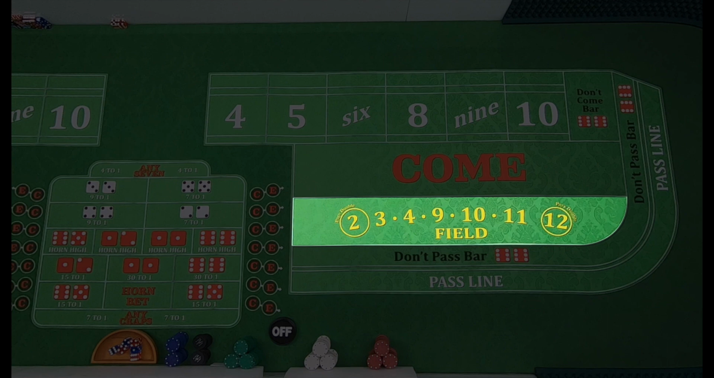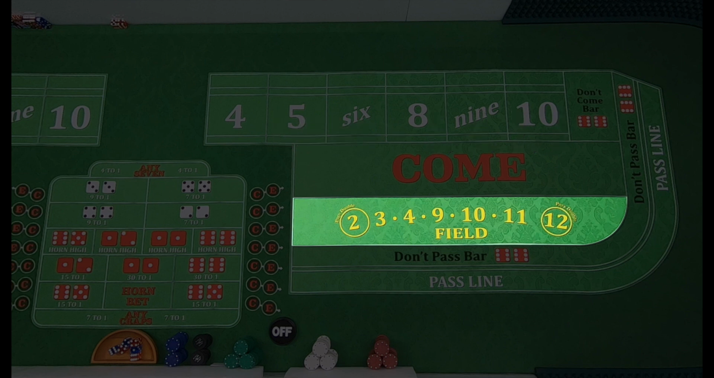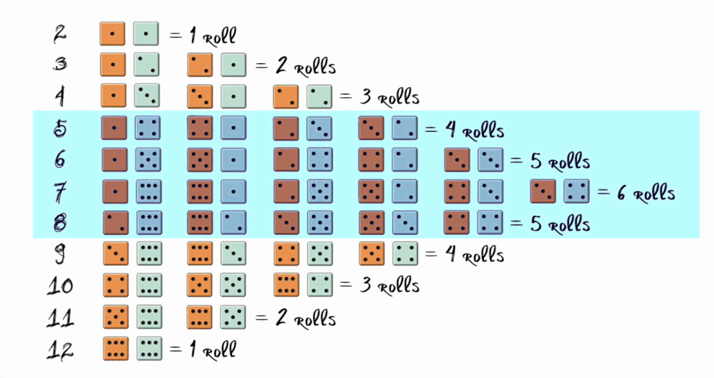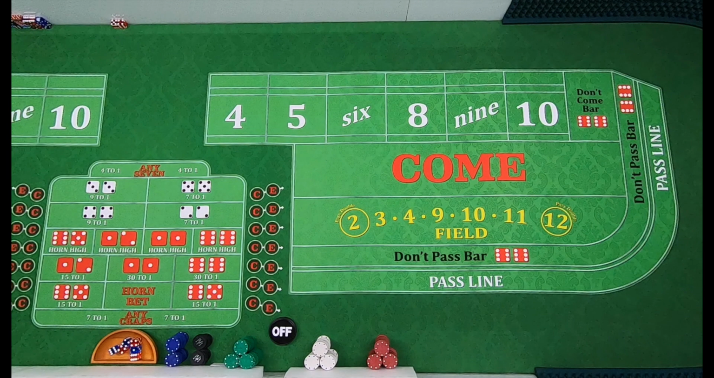But you lose your field bet if the next roll is a 5, 6, 7, or 8. And if you remember back to our dice combination chart, the 5, 6, 7, and 8 have the most possible outcomes. So this is why most people do not play this particular bet, due to the house advantage.